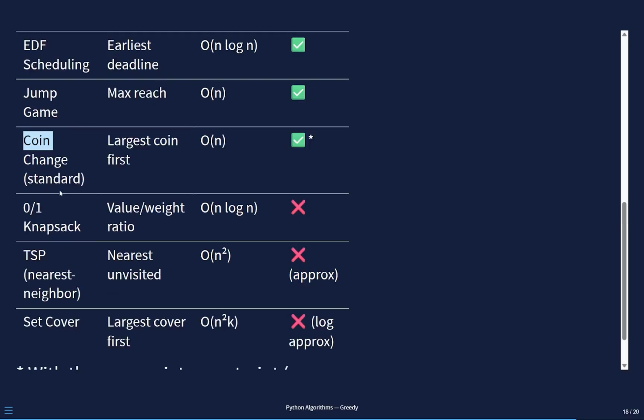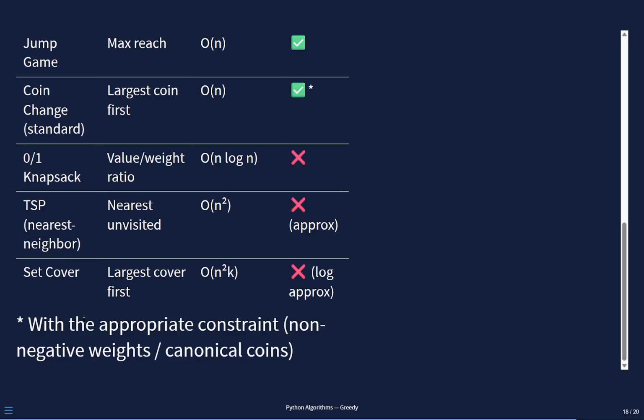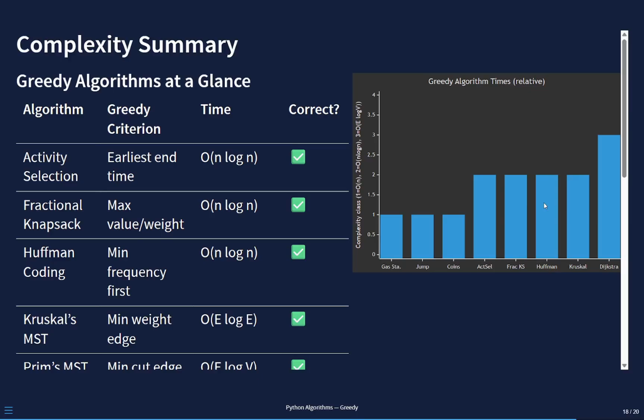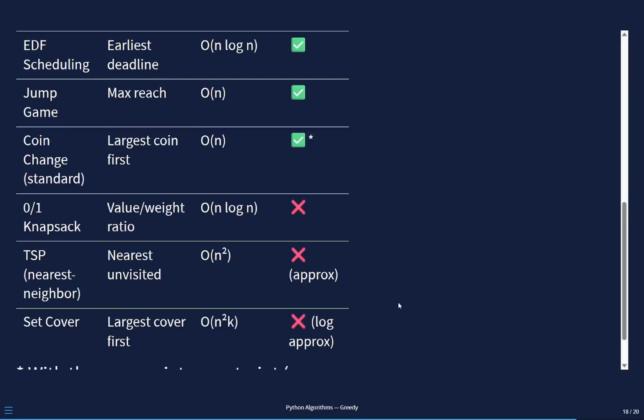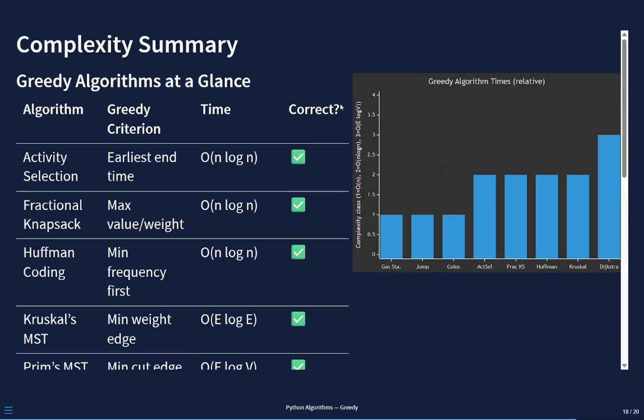Gas station, single pass with start reset, O(n). The bottom section is the critical warning. 0/1 knapsack by ratio gives wrong answers. Nearest neighbor TSP is an approximation, not optimal. Greedy set cover only achieves a log n approximation guarantee. The asterisk on Dijkstra and standard coins means they are correct only within their required constraints: non-negative weights, and canonical denominations respectively.